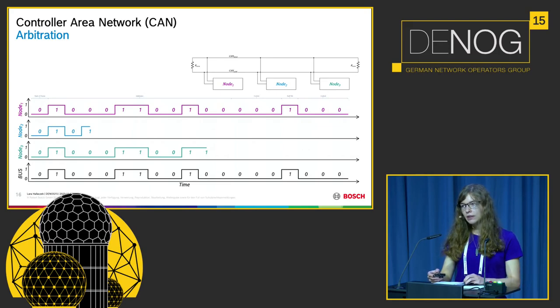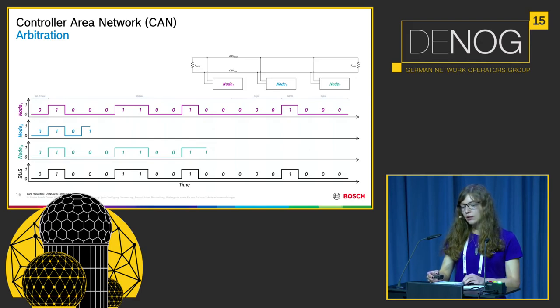Node 2 notices that it sent a 1, but it read 0 from the bus. So it knows somebody else is sending at the same time. Now node 2 stops sending, and will try again later. Now we still have two nodes trying to send, so this continues until later. Now we once again have a case where node 3 sends a 1 and node 1 sends a 0. 0 is the dominant signal, so the 0 is on the bus. Node 3 sees this and stops sending.